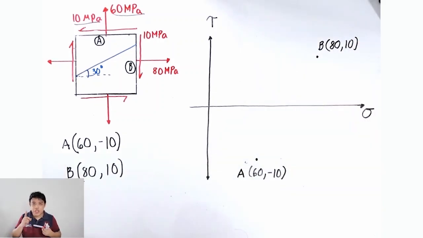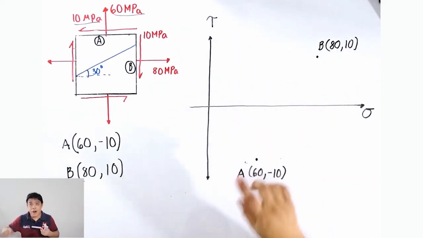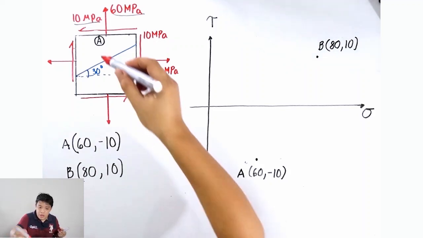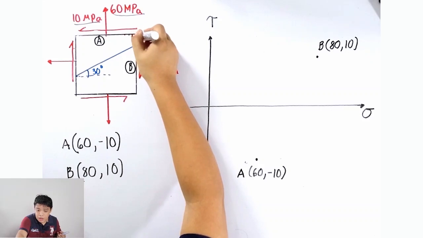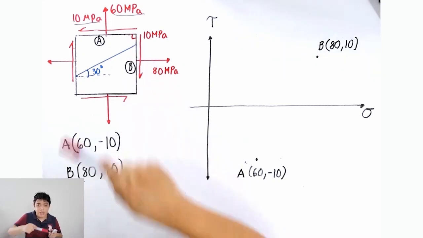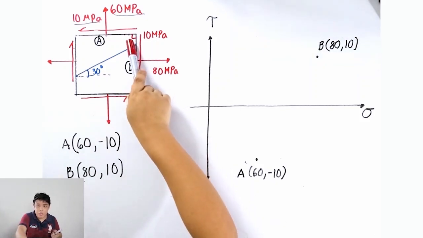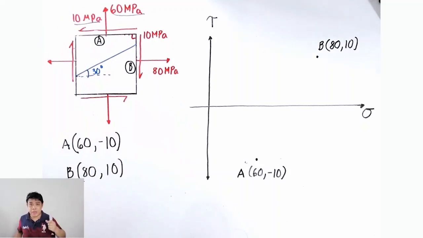Let me remind you. Check first if those coordinates are coming from planes that are perpendicular to each other. Say this is plane A and this is plane B. As you can see, it is 90 degrees, or perpendicular to each other. So that is by default. If you are given a stress block, you just automatically assume it as 90 degrees, unless the problem states the exact angle. Since there is no angle, it is assumed that these are perpendicular to each other.